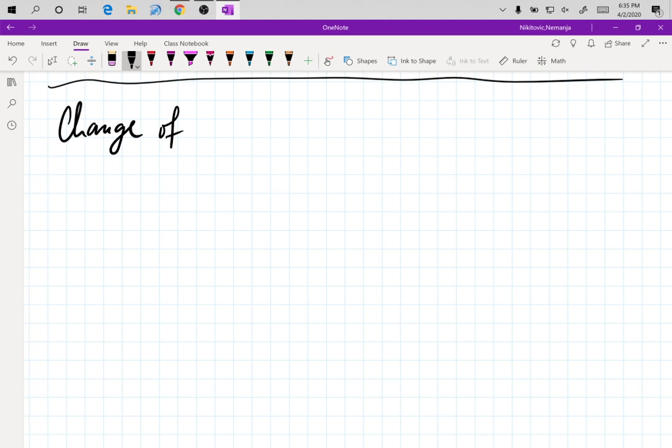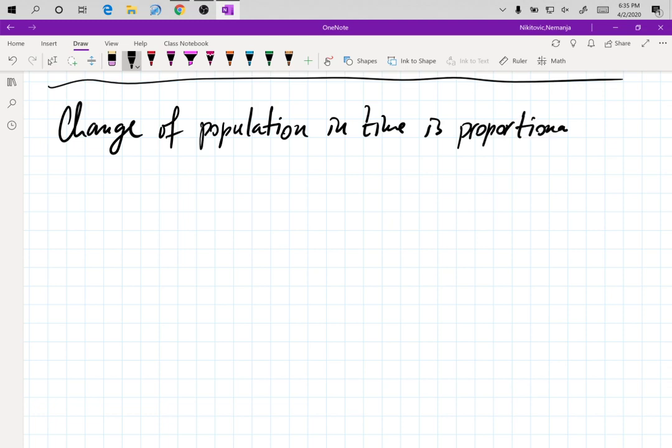Change of population in time is proportional to population. Again, try to fit this in one line. So change of population in time is proportional to population.